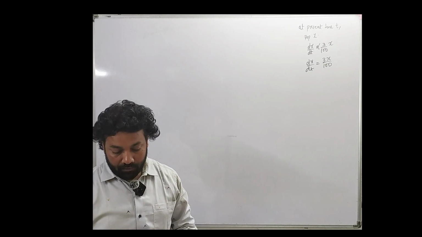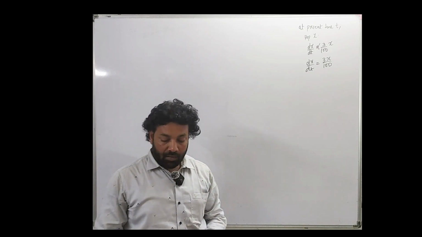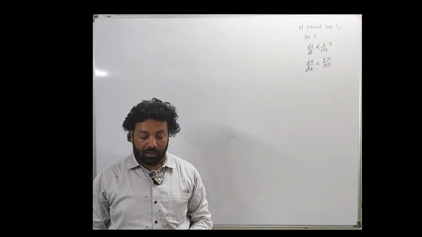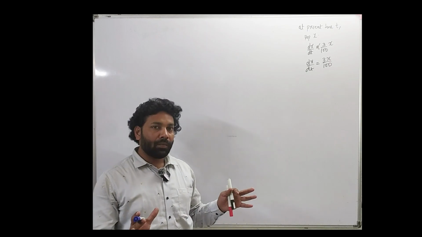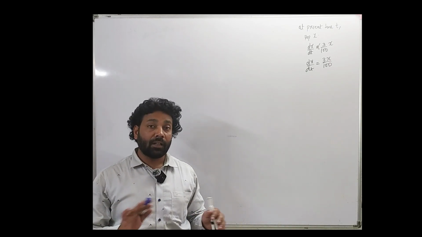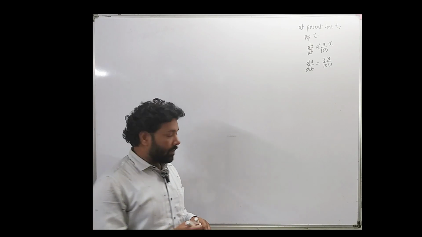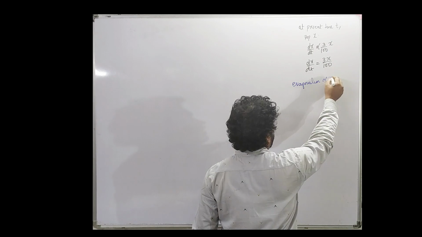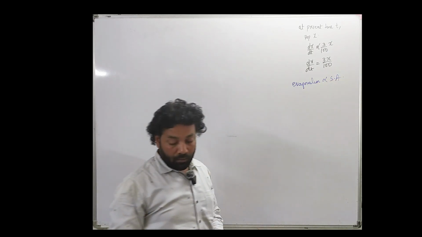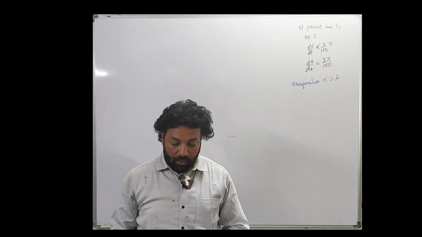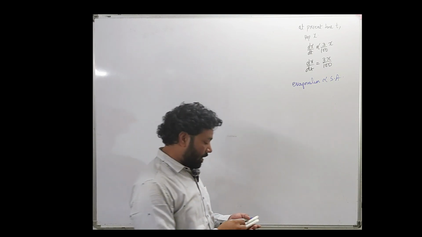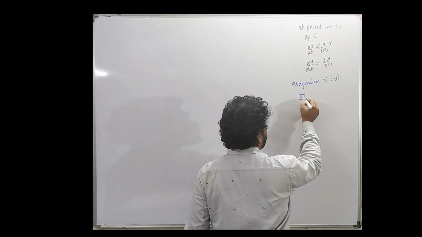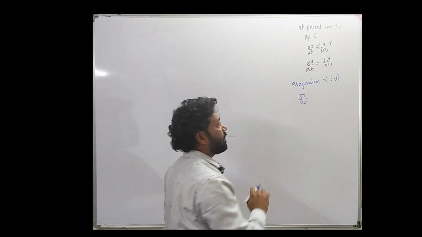Then next we have a spherical raindrop which evaporates at a rate proportional to its surface area. So a raindrop is evaporating, and they have given that the rate of evaporation is proportional to surface area, and we are required to form a differential equation indicating the rate of change of radius of the drop.